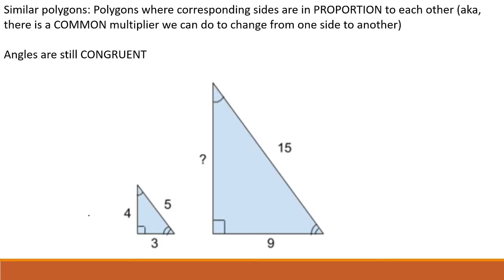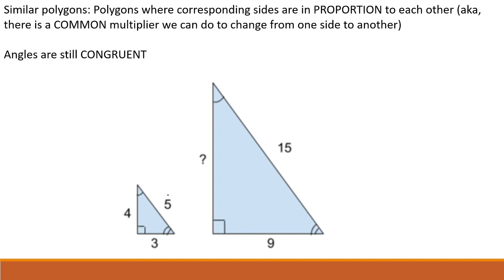Well, we're going to be looking at similar polygons. So similar polygons are polygons that are not exactly congruent, obviously, but that there's some sort of ratio, some sort of multiplicative or division value that you can do to go from one to the other. There's a constant multiplier or a constant divider.